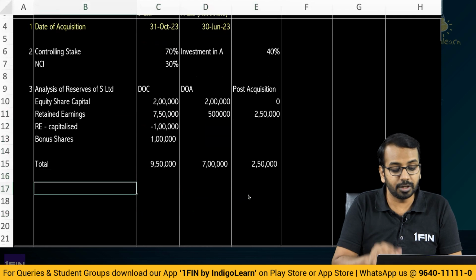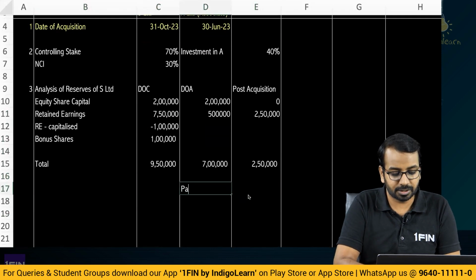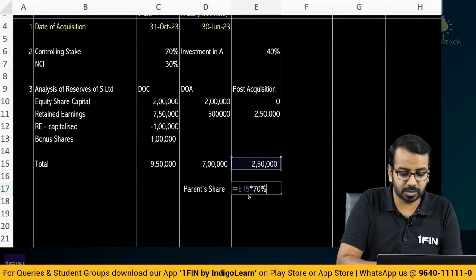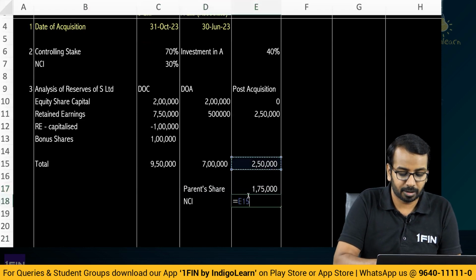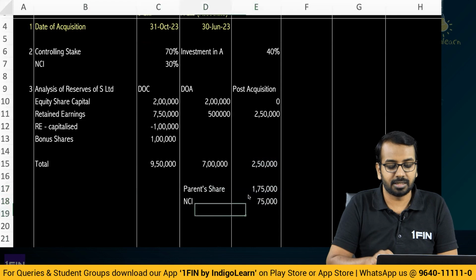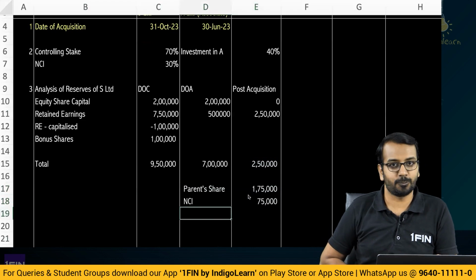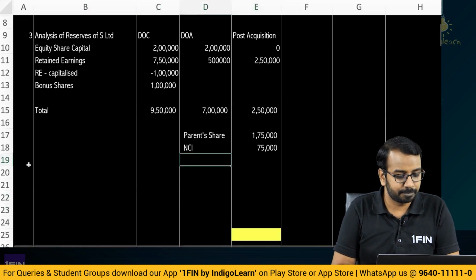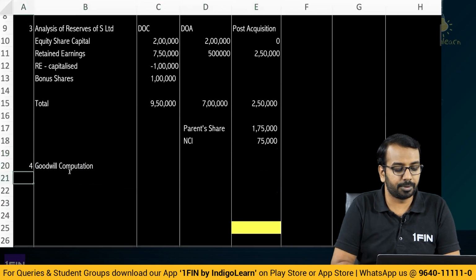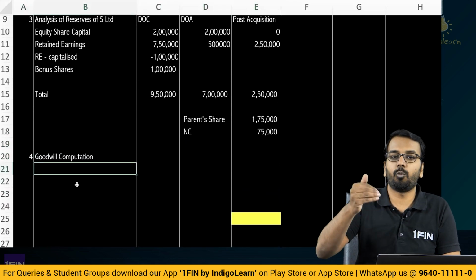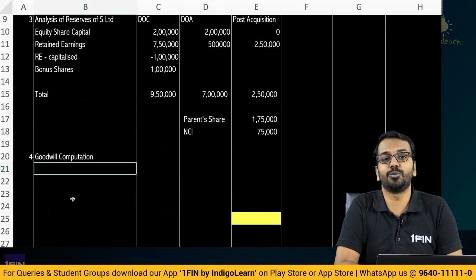Now on this post acquisition profit of 2,50,000, what is the parent's share? Parent's share is 70%, 2,50,000 into 70%, 1,75,000. NCI share is 2,50,000 into 30%, which comes to 75,000. Okay, simple. Then the next step is goodwill computation. Now for goodwill computation, what do we take?